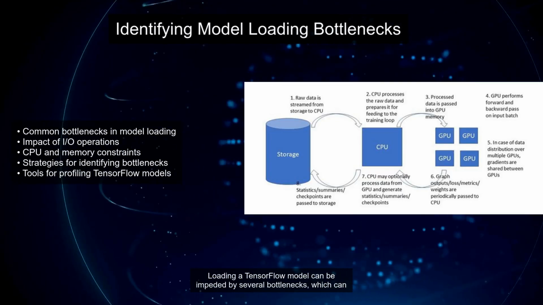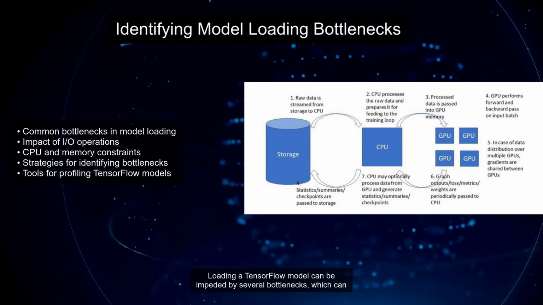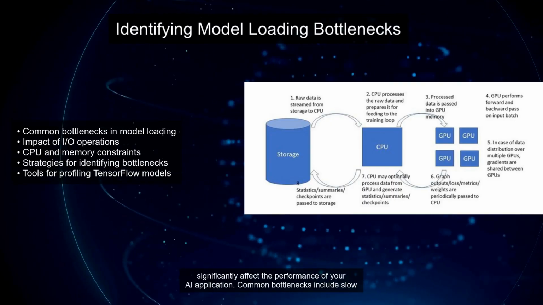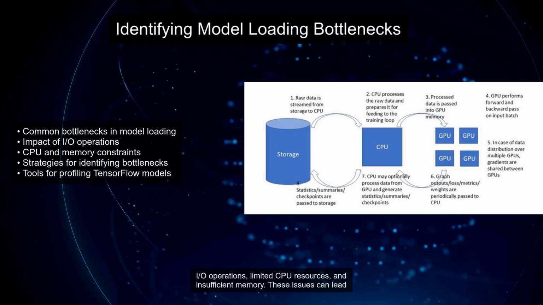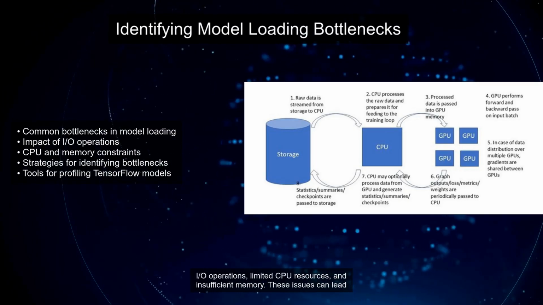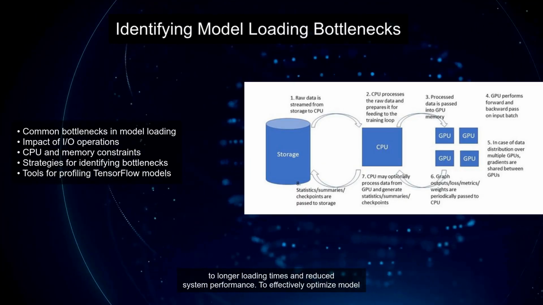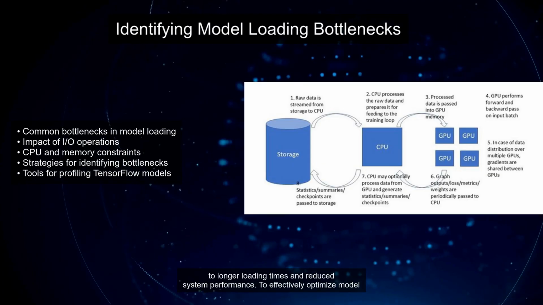Loading a TensorFlow model can be impeded by several bottlenecks, which can significantly affect the performance of your AI application. Common bottlenecks include slow I/O operations, limited CPU resources, and insufficient memory. These issues can lead to longer loading times and reduced system performance.